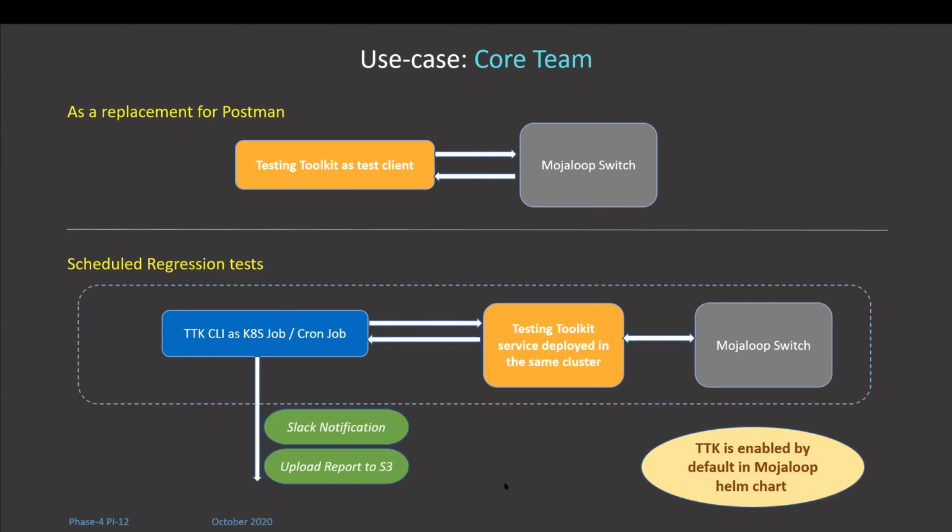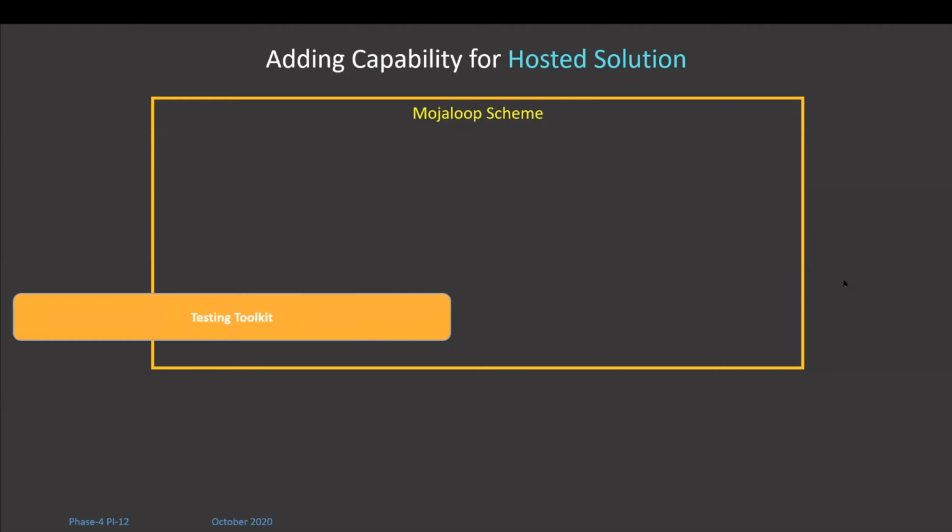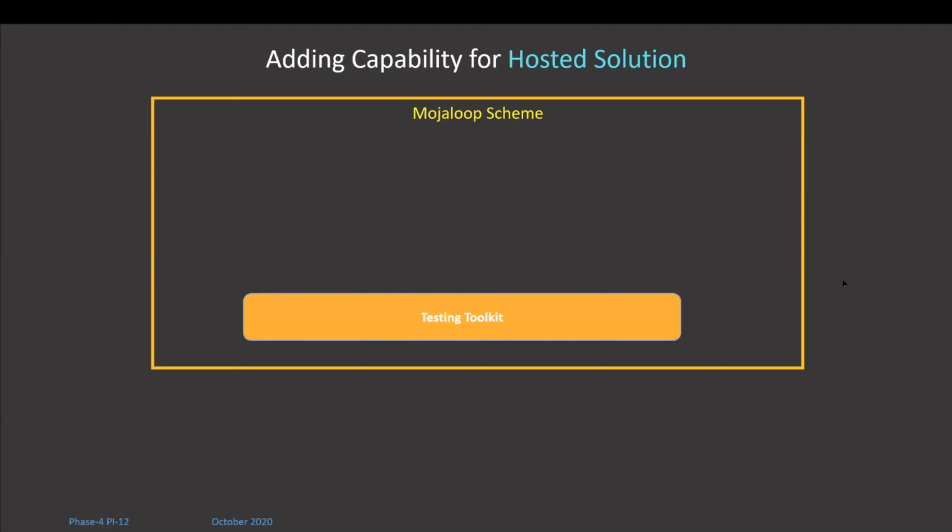So this is one objective, to support adapters of the testing toolkit. The other main objective is adding hosting capability. We implemented the hosted solution as a POC in the last PI, and now we have completed it end to end. So the idea is, if a scheme wants to host the testing toolkit and give access to their DFSPs, they can send Mojaloop requests and get the callbacks.